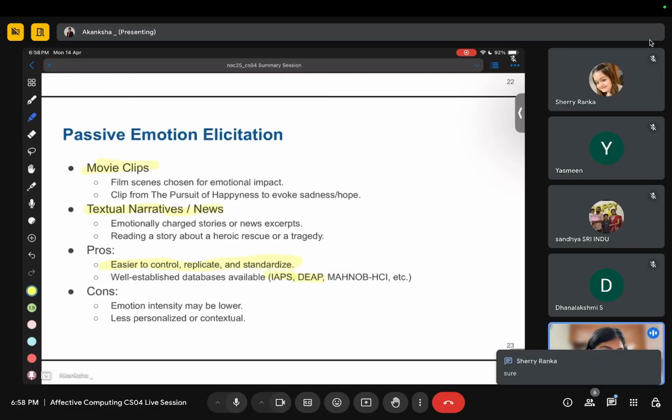Okay. So the cons are that the emotional intensity may be lower, and the personalization or the context associated will be lower. Because whenever something is happening to you, like you bought your first house, it is more relatable to you, and you will feel more intense emotion. But if I'm just showing you a picture of some random person, then the emotional intensity drops. Okay. That is one issue.